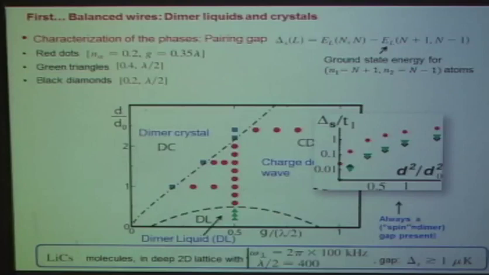Of course, it would be impossible to observe the gap if you take the wires too far away. For example, if you take lithium cesium molecules in a deep lattice with confinement of 100 kilohertz and a spacing of maybe 400 nanometers, you get gaps of the order of a microkelvin or so. And this should be possible to observe. And this is also, again, checking that we understand how it works.